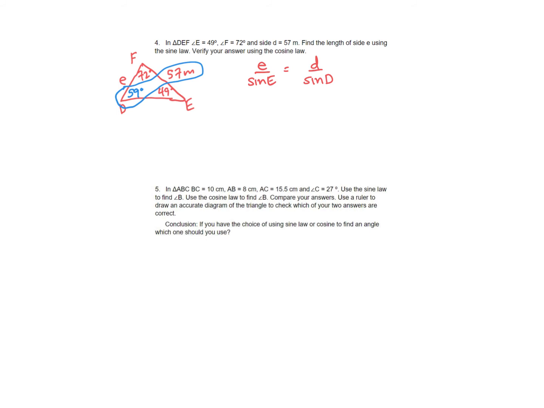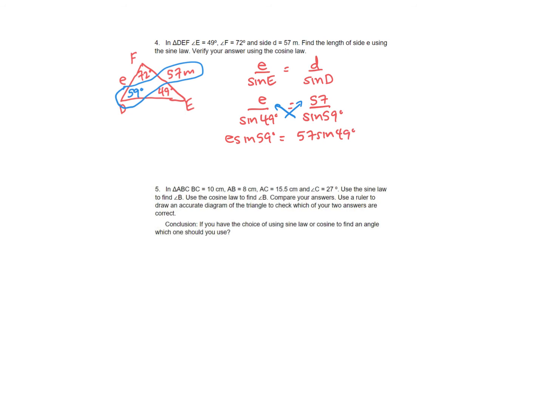So let's fill in the information that we know. So we don't know side E. We know angle E is 49. We know side D is 57, and we know angle D is 59. So we're going to cross multiply. So we're going to multiply these two together and these two together. So we would get E sine 59 equals 57 sine 49.